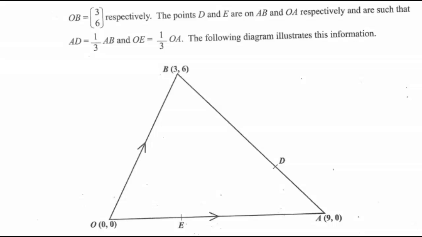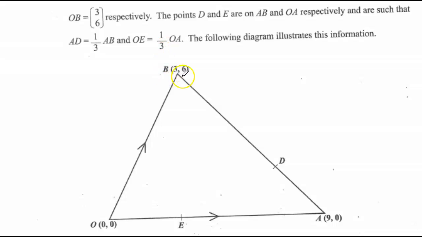So now we are at 10b. We are given some information there. So B is 3, 6, O is origin 0, 0, A is 9, 0, and we are told that D and E are on AB and OA respectively, such that AD is a third of AB and OE is a third of OA. And we see all of that in the diagram, and we're asked to find the following vectors.